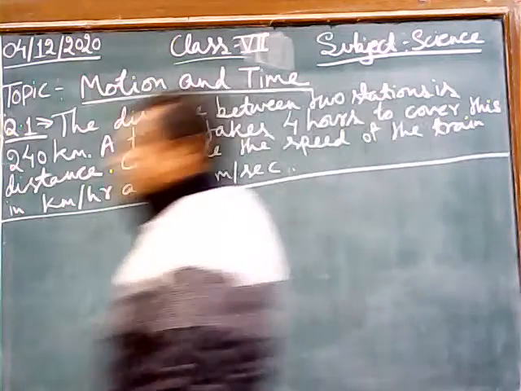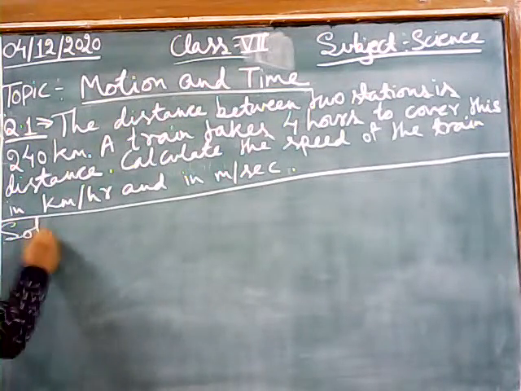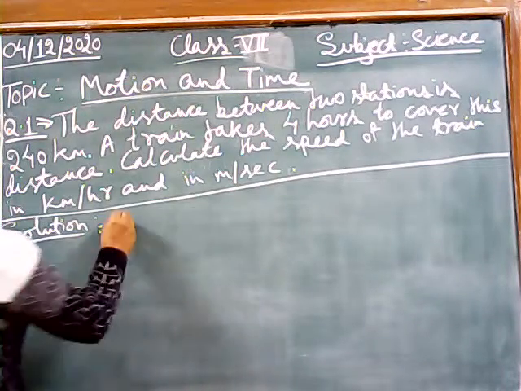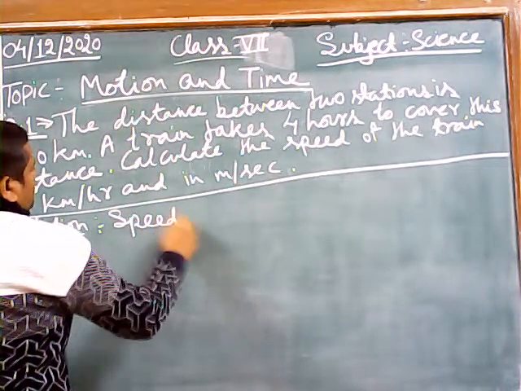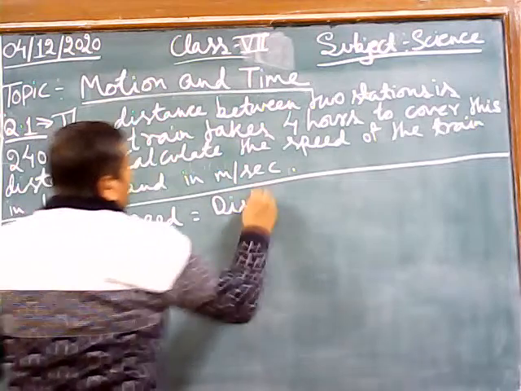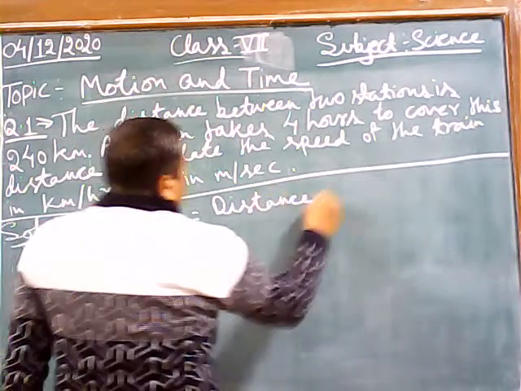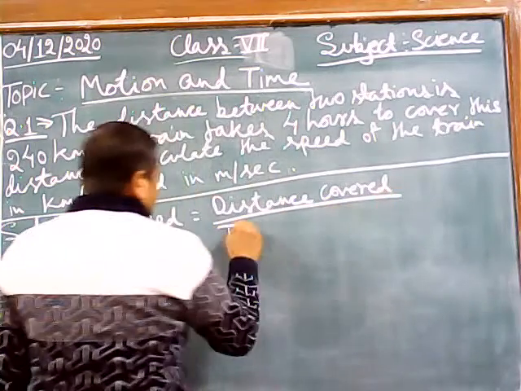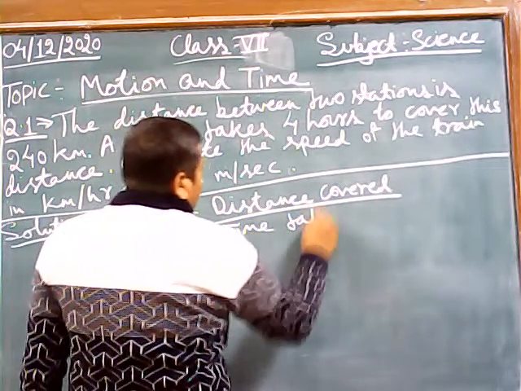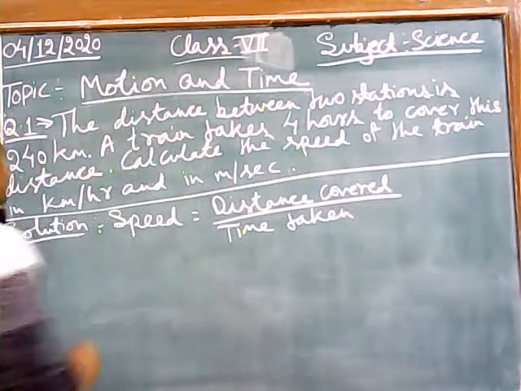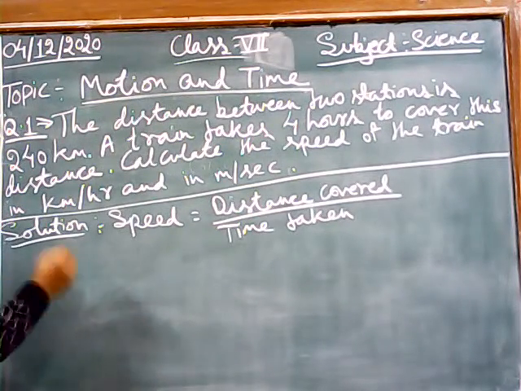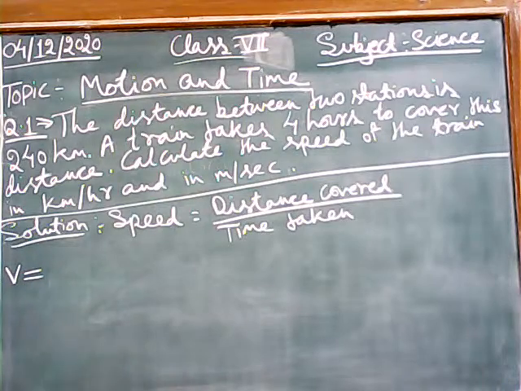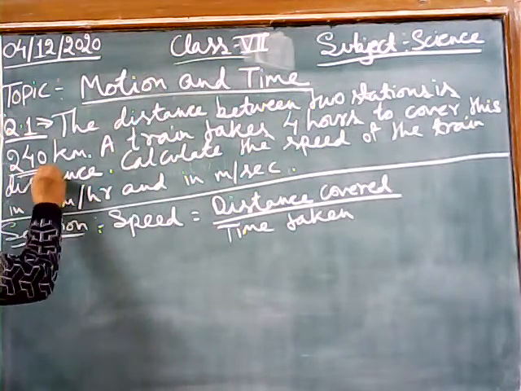First of all, you write the formula. Solution. Speed is equal to distance covered upon time taken. Speed is normally taken as v. The distance between two stations is 240 kilometers.